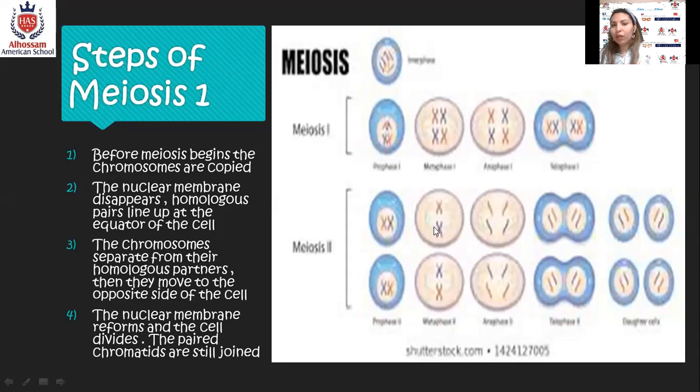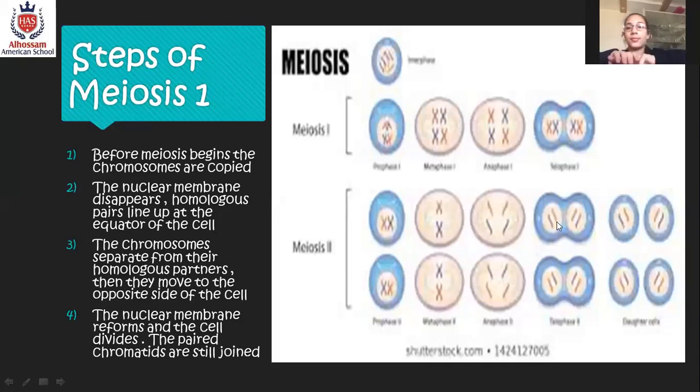So what happens during metaphase? The chromosomes line up at the equator of the cell, and then the spindle fibers separate them again, in a process called anaphase. You remember anaphase? They pull against each other to attract the chromosomes to the poles or sides of the cell.